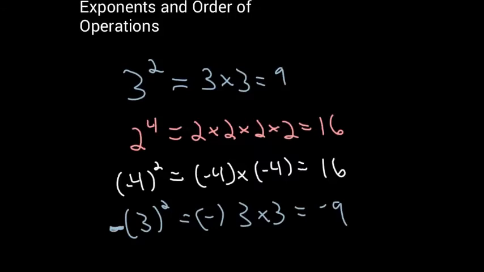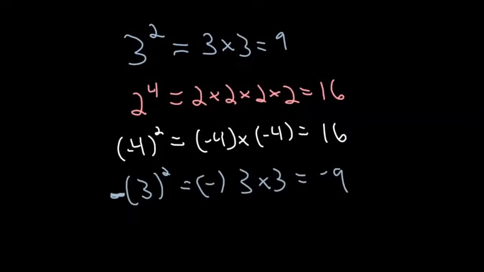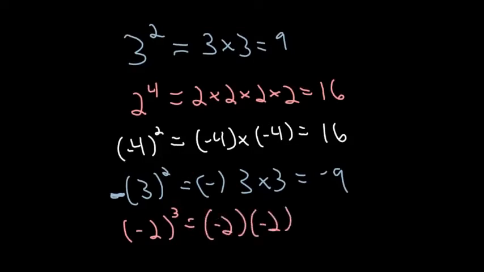One more on that, and that's if we have an odd exponent. So let's say we have negative 2 to the third power. That's going to be negative 2 times negative 2 times negative 2. So negative 2 times negative 2 is positive 4, and then positive 4 times negative 2 is going to be a negative 8.